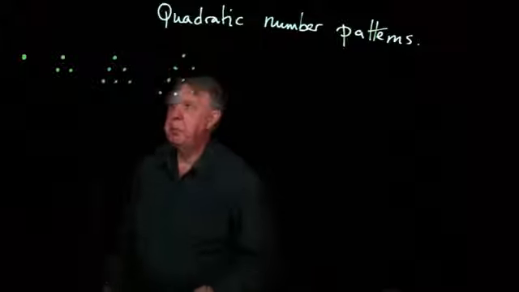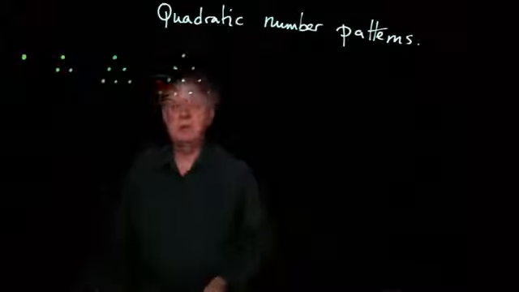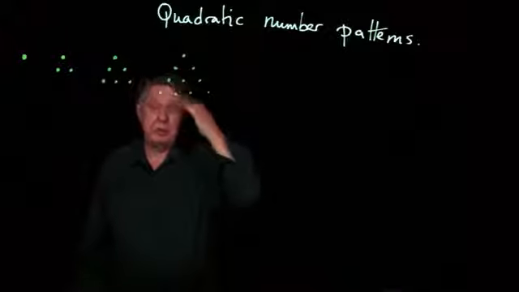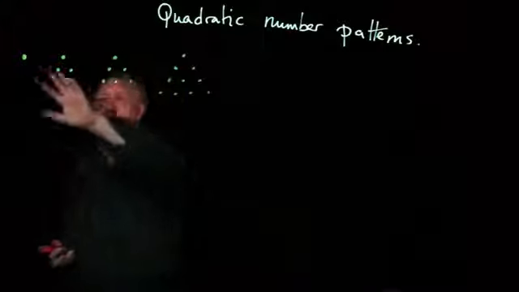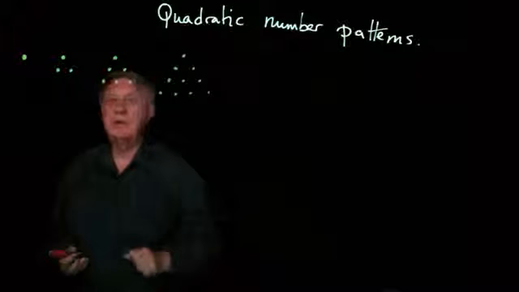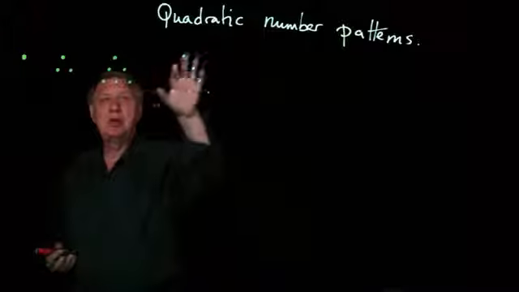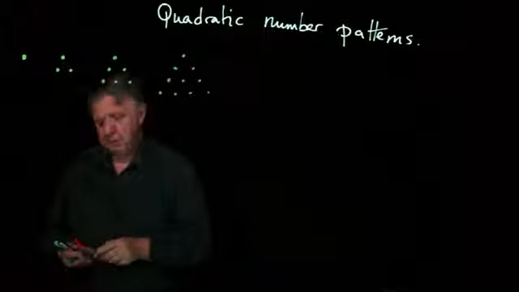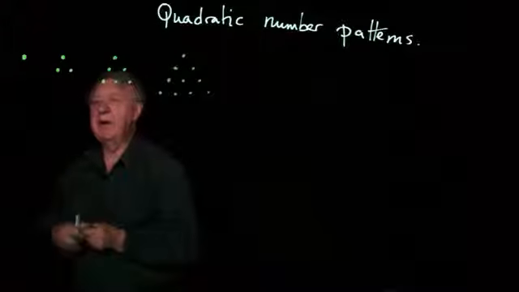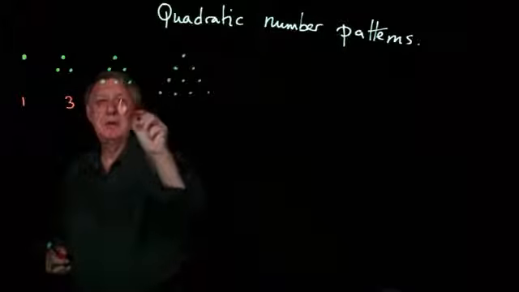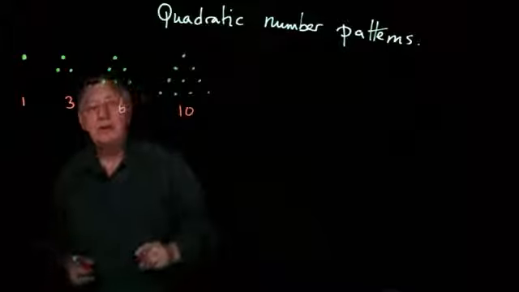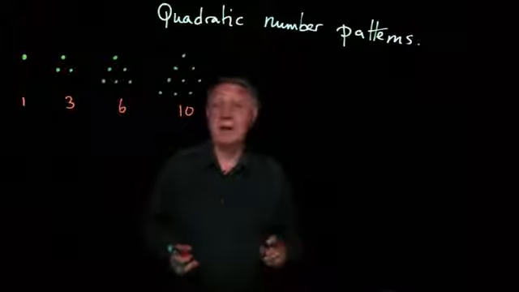Here is a geometry pattern that I'm sure most of you would have seen before. If not, you can see clearly how it develops. Triangular dot pattern. And if we count the number of dots, 1, 3, 6, 10, and so on, then of course these are called triangular numbers.